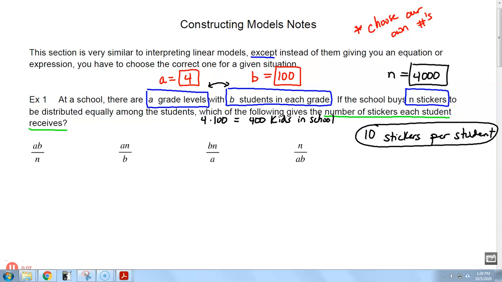All right. Now, you could have just chosen a number of stickers. You could have just chosen 1,000. You're going to end up with a decimal for the stickers per student. So sometimes I like to control what my answer is going to be. So now let's go through and see which one of these options could work. So maybe I'm going to try part A.